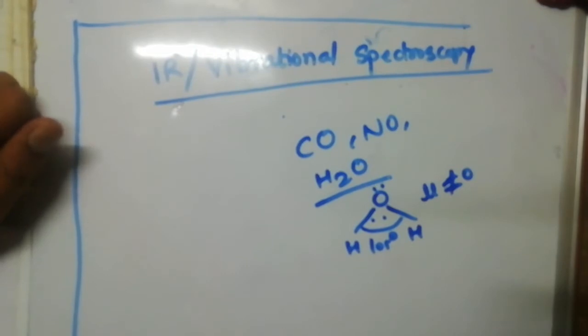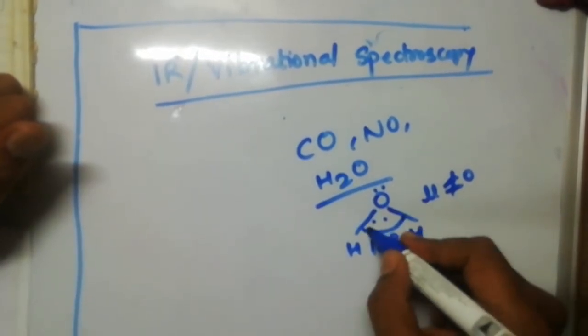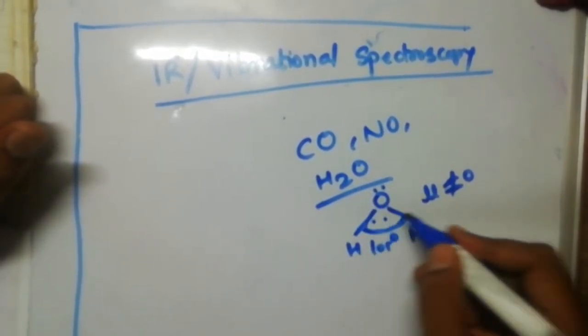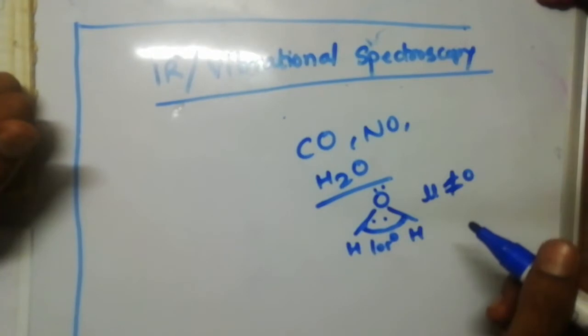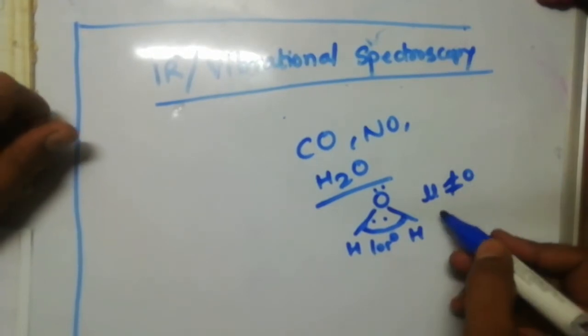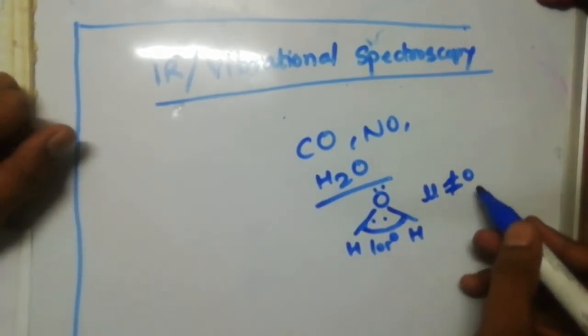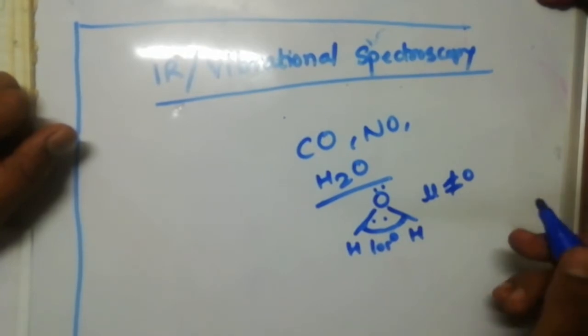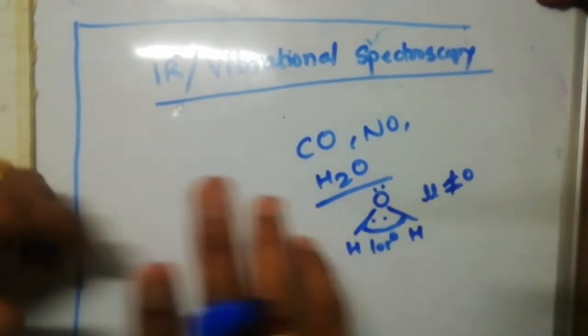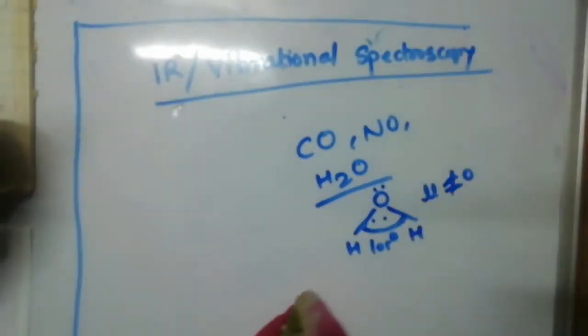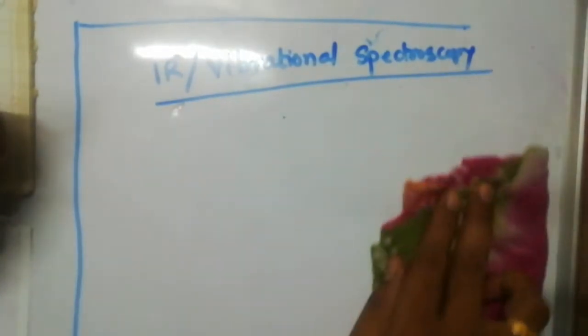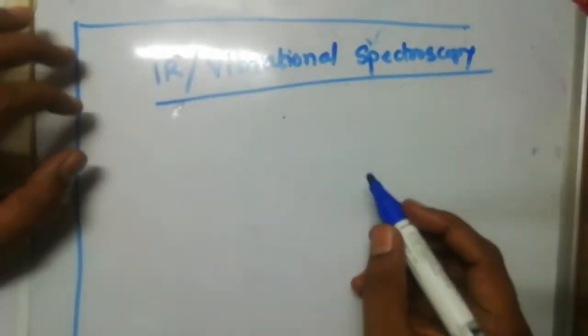So displaced means what? When the atoms acquire a new position, during that position mu will also be somewhat different. So there will be change, initial dipole moment and final dipole moment should be different. If that is the case, then the molecule will be IR active. So water is a molecule which is IR active.